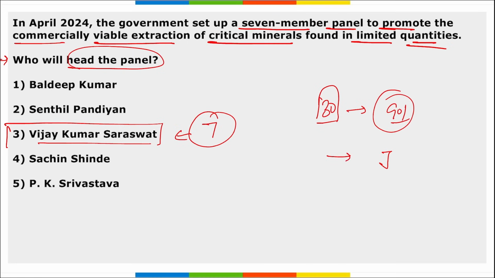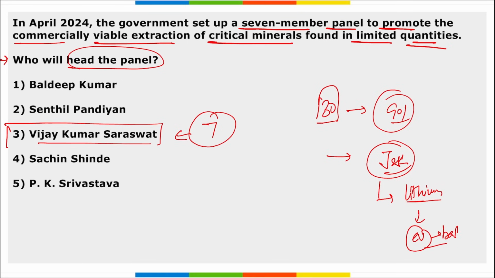For example, in Jammu and Kashmir we found the largest reserve of lithium. And where do we use lithium? Lithium is used in electric vehicle batteries. Not just electric vehicle batteries, we use lithium in batteries to store energy.